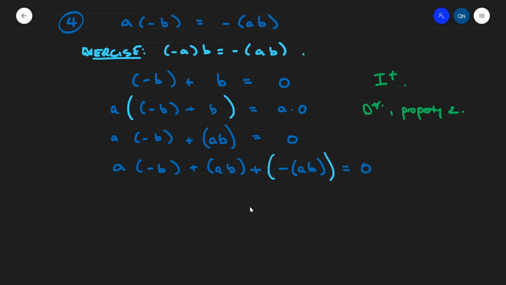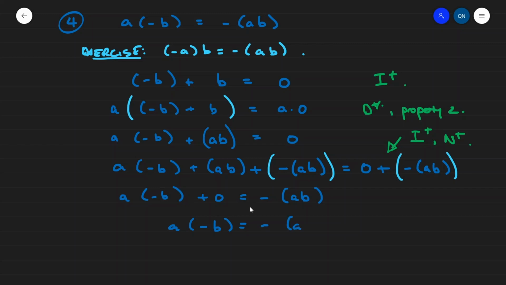And well, this is equal to 0 plus the exact same elements. Okay, but here notice that we have an element we're adding with its additive inverse. So we're going to use the additive inverse axiom as well as the neutral element axiom on the right hand side. And that should give us a times negative b, well, this guy is just plus 0. And this is equal to negative of ab on the right hand side, but again we can just ignore this 0. So we really get a times negative b is equal to negative of ab.